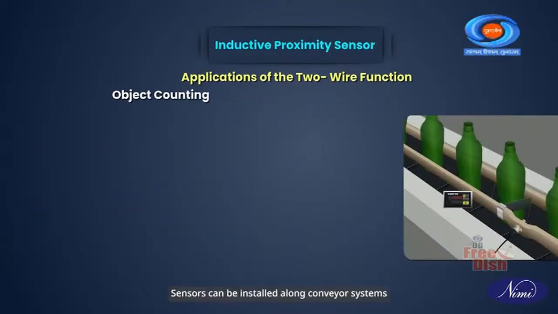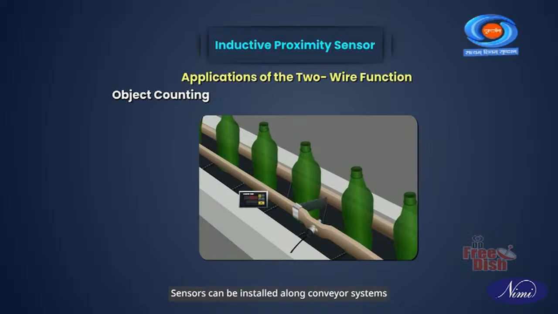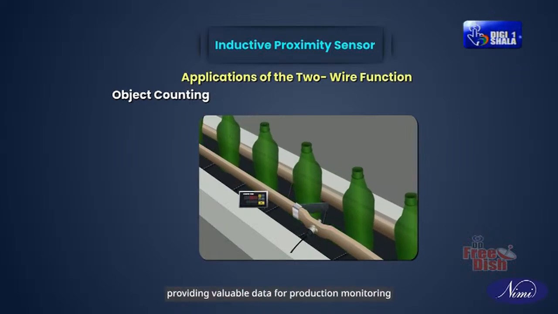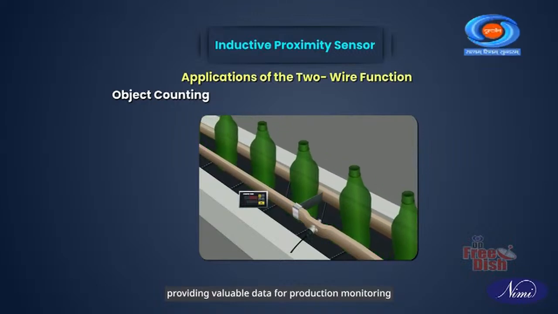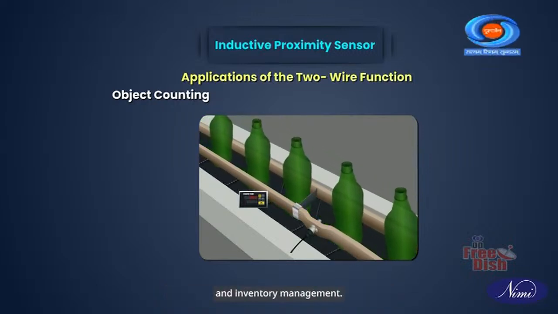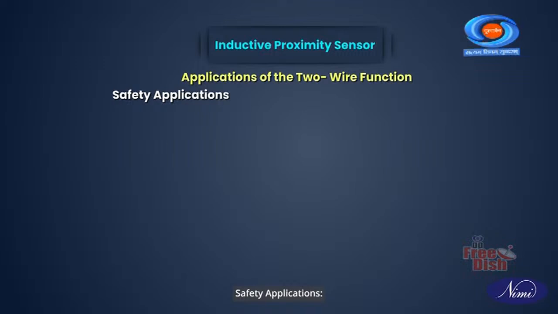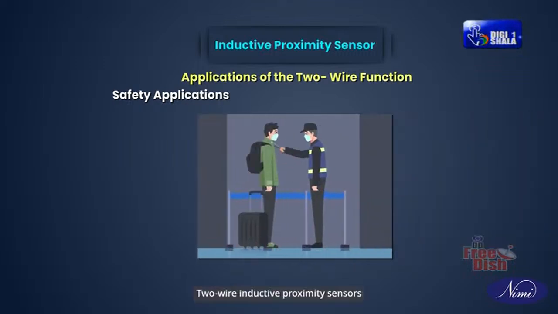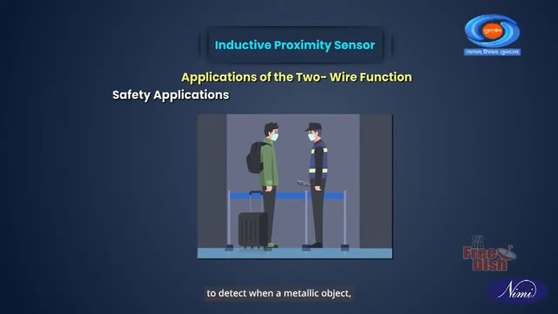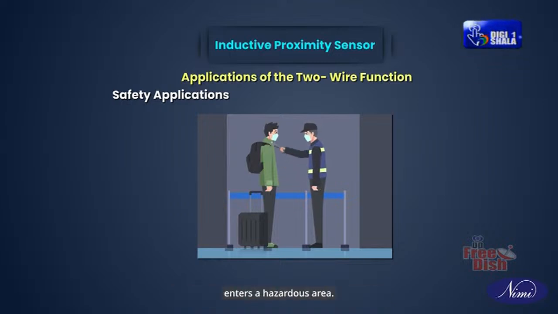Object counting. Sensors can be installed along conveyor systems to count the number of items that pass through, providing valuable data for production monitoring and inventory management. Safety applications. 2-wire inductive proximity sensors can be used as safety devices to detect when a metallic object, such as a person wearing a metal safety badge, enters a hazardous area.